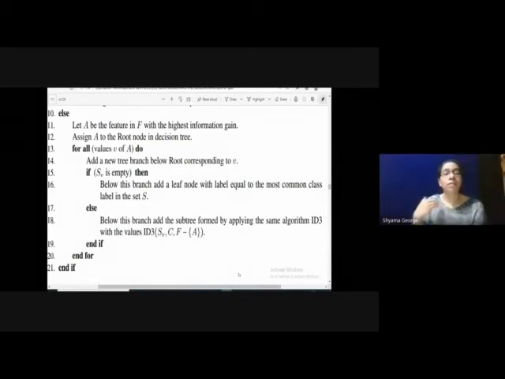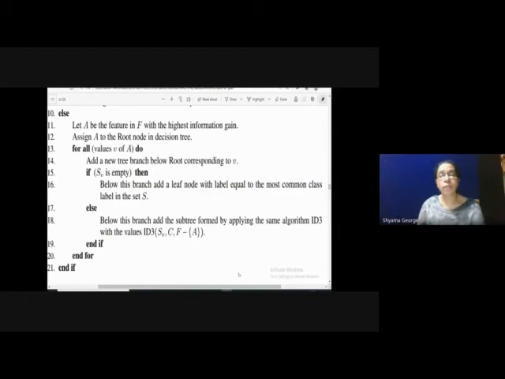Then we have to consider the values of the feature A. For all values V of A, add a new branch. So when we take a particular feature, we are dividing the branches based on the values of the feature. Add a new branch below the root corresponding to V. If SV is empty, then below this branch, add a leaf node with the label equal to the most common class label. Else, we iteratively keep adding the best attribute based on the remaining attributes.